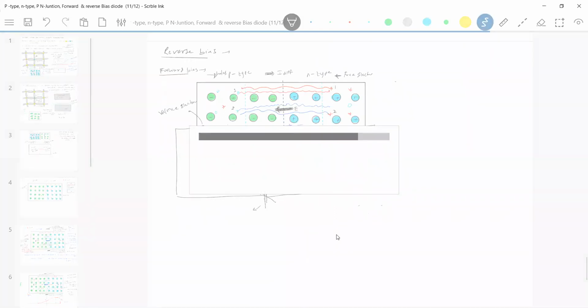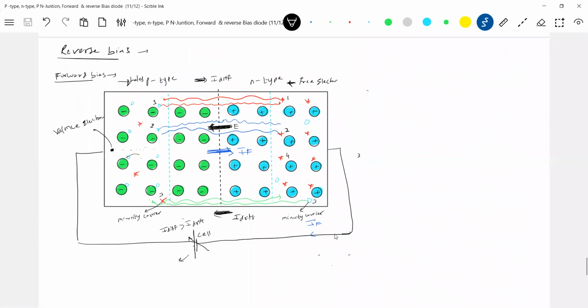Let me erase most of the data first. Let me keep this much here. Now what we are going to do is increase the reverse bias here. As I increase the reverse bias, what conditions will arise here? Again we have to analyze in a similar way. As I increase the reverse bias, first what will this cell do?